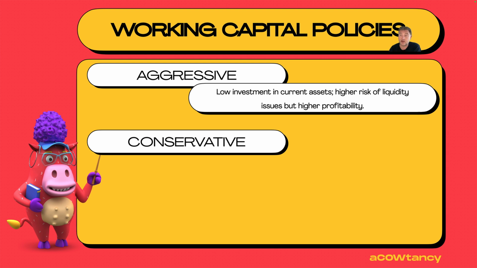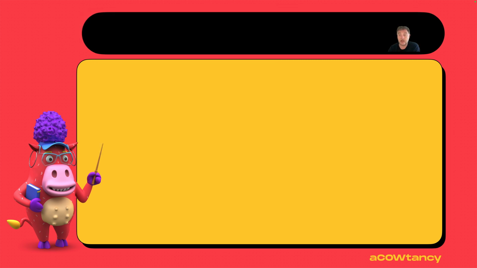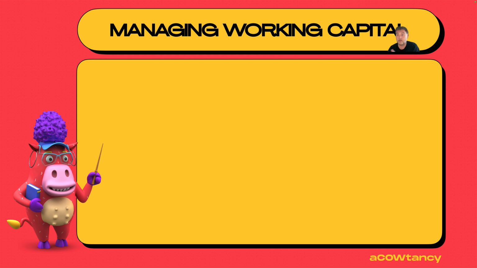The opposite of that is a conservative working capital policy, where you've got high investment in current assets, so lots of cash, lots of debtors, high debtors, because you're wanting people to come in, you're offering them better credit terms so that you've got better liquidity, but you've got worse profitability because you're not investing your current assets as well. So, who wins in that? Well, that's an argument for the board.